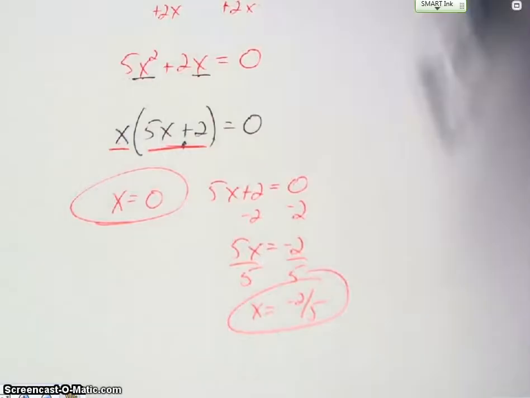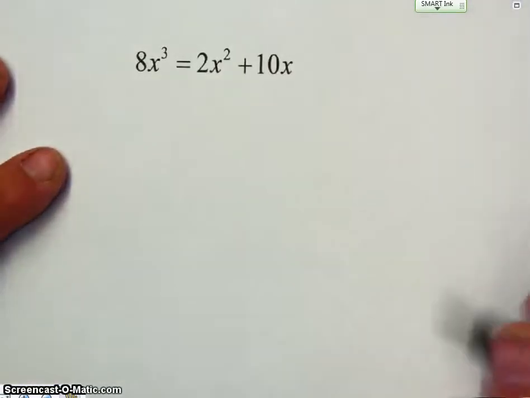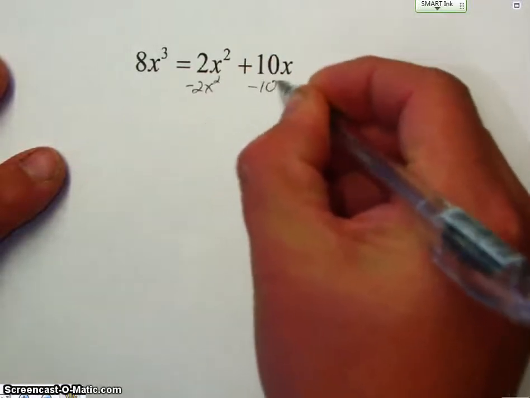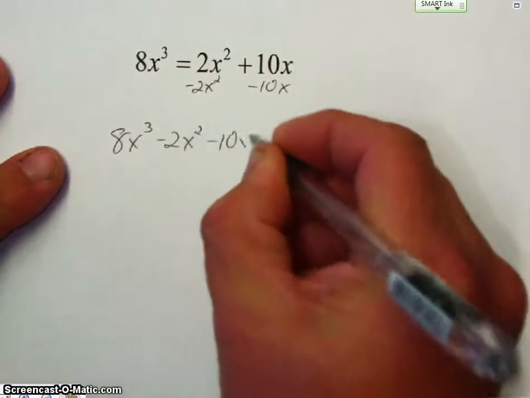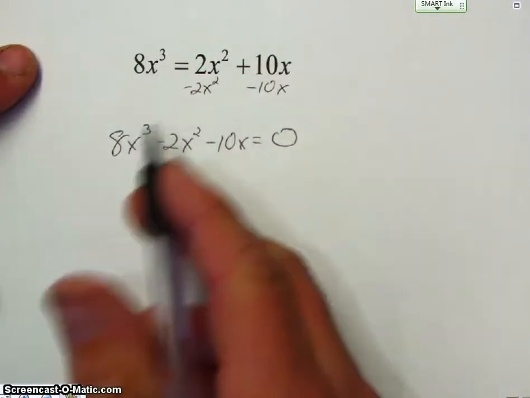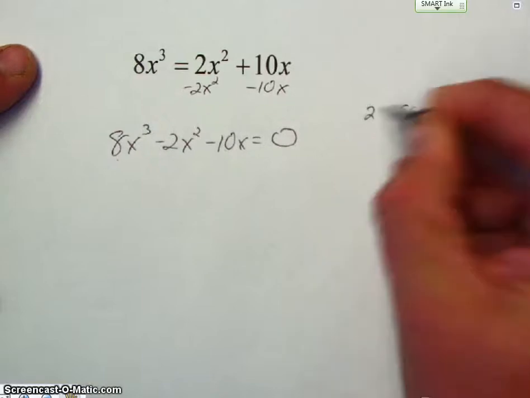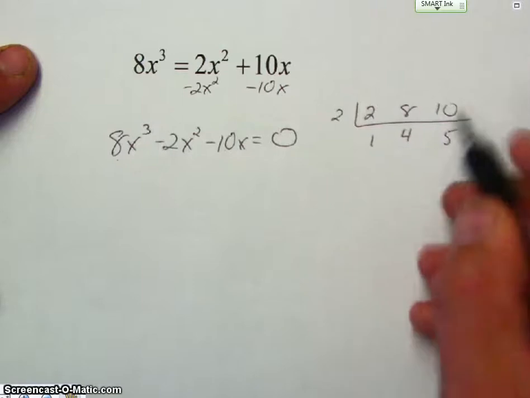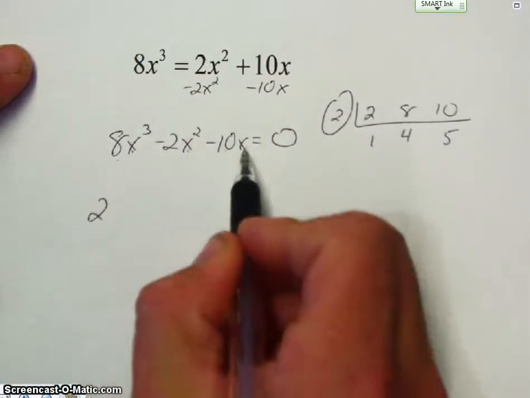All right, let's look at one more example. All right, so let's see here, it's set equal to 0, so we're going to bring this over and this over. So I get 8x cubed minus 2x squared minus 10x equal to 0. All right, do I have a GCF? 8, 2, and 10. So 2, let's see here, 2, 8, and 10. Nothing else comes out. So my GCF is 2 for the coefficients. X, and x. So there's an x.